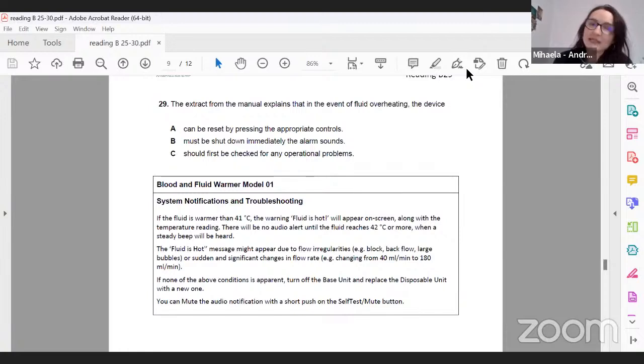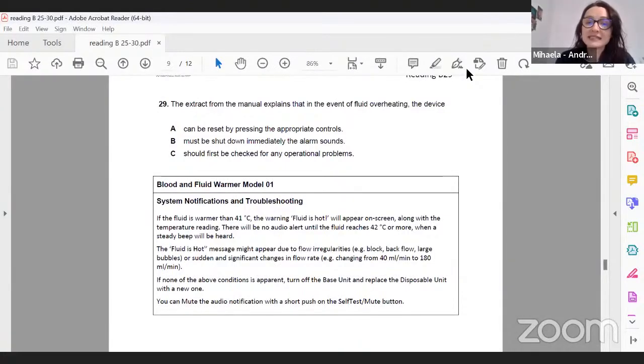Okay, let's eliminate option A. It says that the device can be reset if you press appropriate controls, which would be buttons. No, it doesn't say anything about reset. It says turn off the base. It also says push a button here, but it's to mute the notification, not to reset the device. So we can eliminate option A.